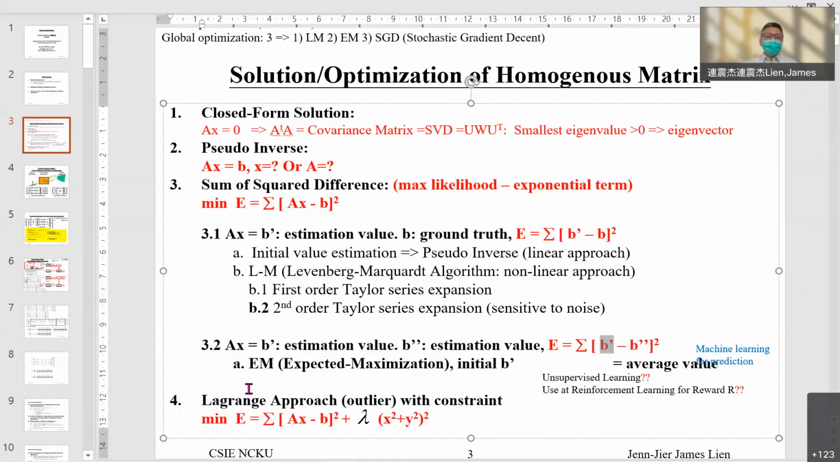The final one is that we try to add one more constraint term. So use the Lagrange to improve the result.